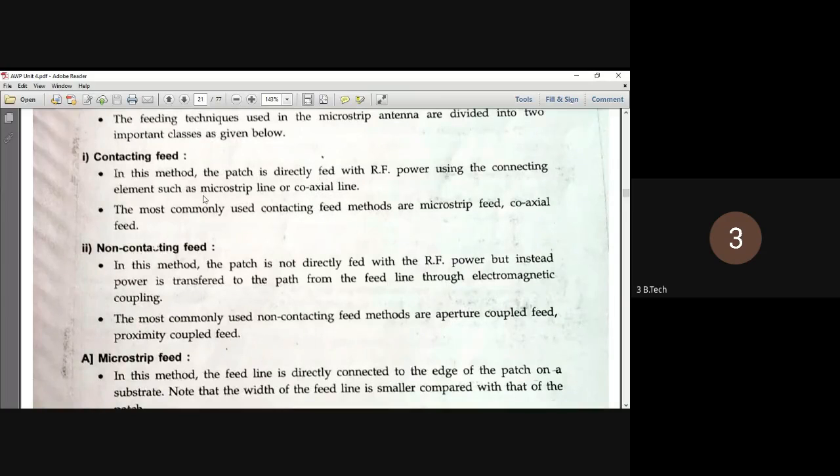Monica, now you give the definitions of contacting feed and non-contacting feed. Yesterday I already told. Yes, sir. What did you say? Definitions of contacting feed and non-contacting feed. And what are the types in contacting feed? What are the types in non-contacting feed? Sir, contacting line feed microstrip and probe feed microstrip, sir. Okay. And non-contacting: proximity feed microstrip and aperture coupled microstrips, sir. Aperture coupled feed and proximity coupled feed.